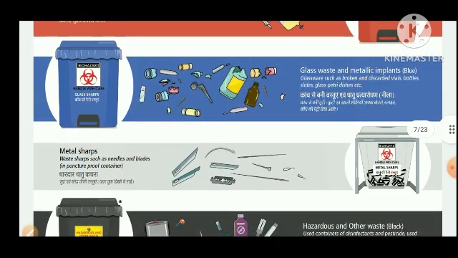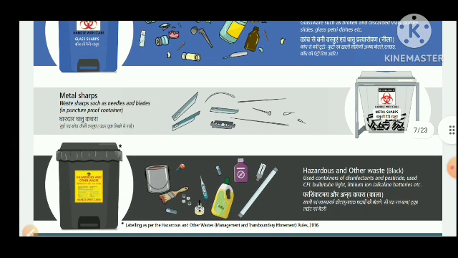Then comes the white one. Into the white bin, metal sharps, waste sharps such as needles and blades should be kept, and this bin should be a puncture-proof container. The waste should not puncture the container, because if it does, it will definitely harm the person who is handling this waste. Okay, so make sure that the container is puncture proof.